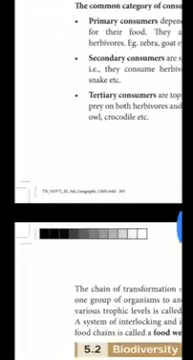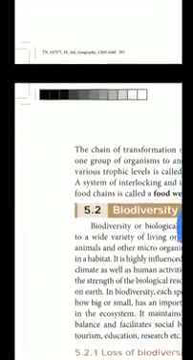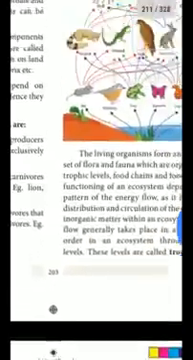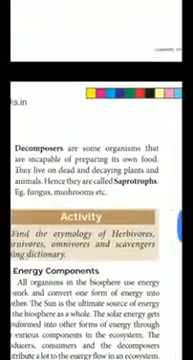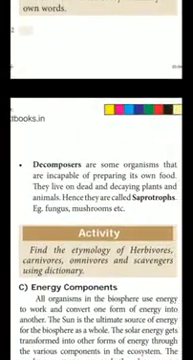Next one is the decomposer. The third component of the biotic ecosystem is the decomposers, organisms that are incapable of preparing their own food. They have to depend on others. They live on dead and decaying plants and animals. Hence they are called saprotrophs. For example, fungus, mushrooms, etc.